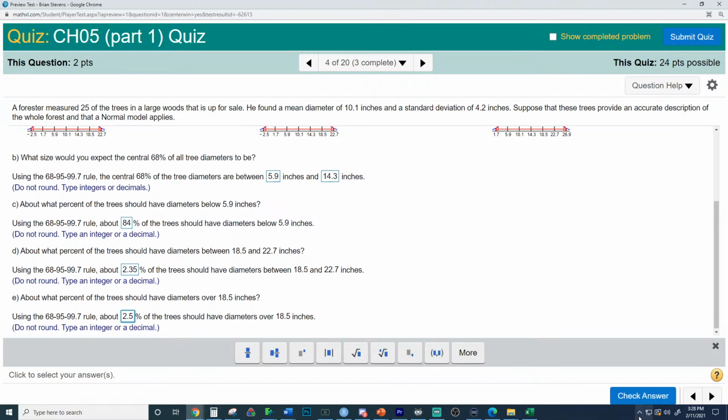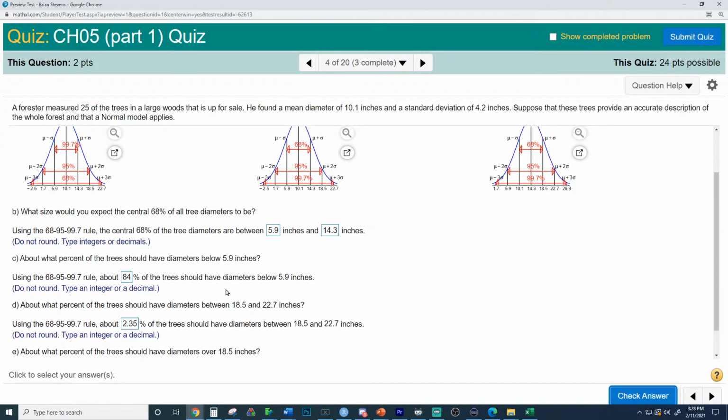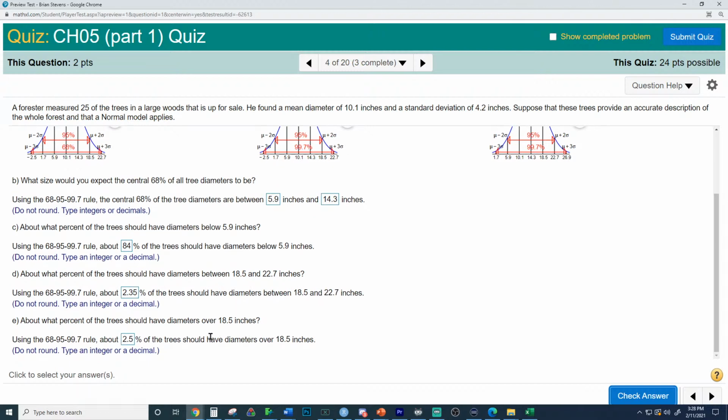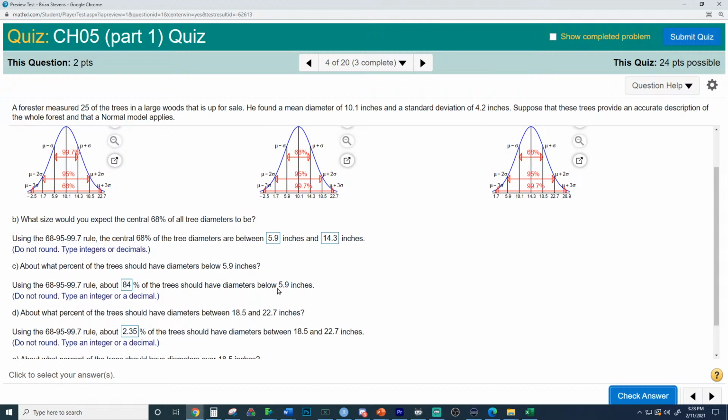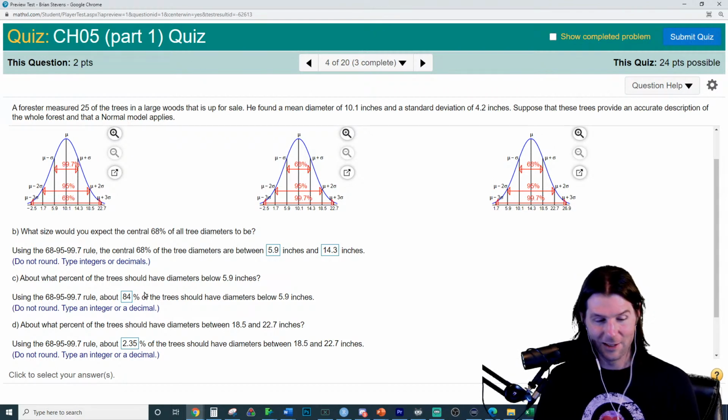Hopefully I entered in all the decimals. I've done these a lot. Oh, I knew it. Where did I write a decimal wrong? Did I read one incorrectly? What did I do, everybody? I knew I went too quickly or something. 34, 13.5, 2.35. Do not round, type an integer or a decimal. Above 18.5. 14.3. This is going to drive me nuts. What did I do wrong? Oh, wait. I see it. Yeah, I see it.